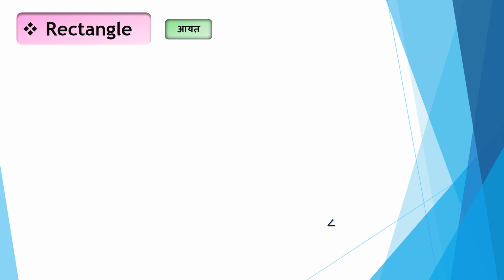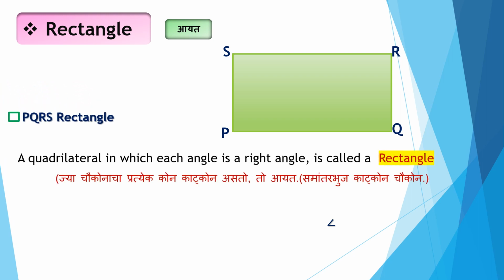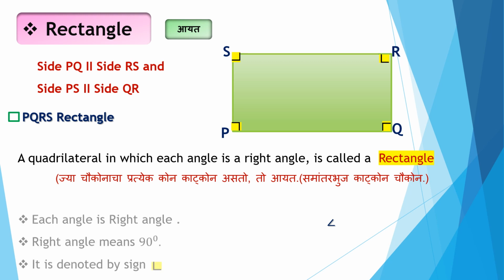Here we see another quadrilateral, that is rectangle. We named it quadrilateral PQRS. We see the definition of rectangle: a quadrilateral in which each angle is a right angle is called a rectangle. In a rectangle, opposite sides are parallel to each other. We see side PQ parallel to side RS and side PS parallel to side QR.